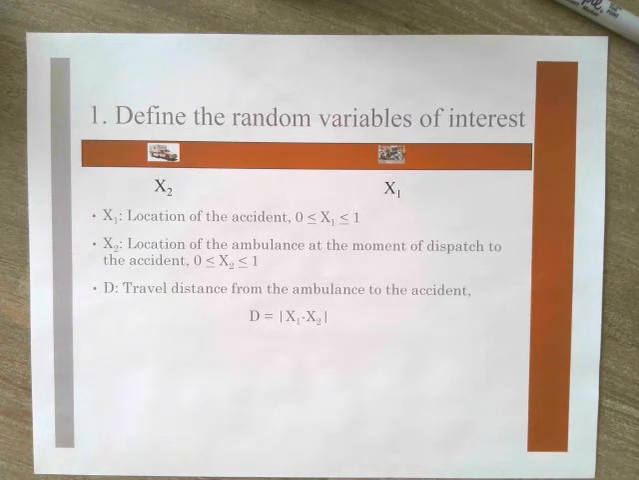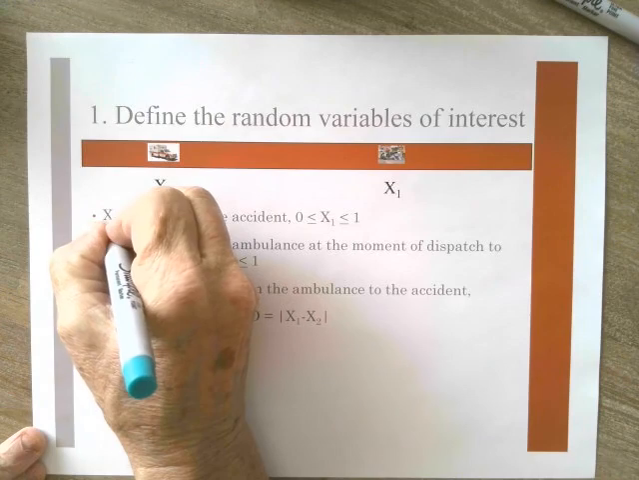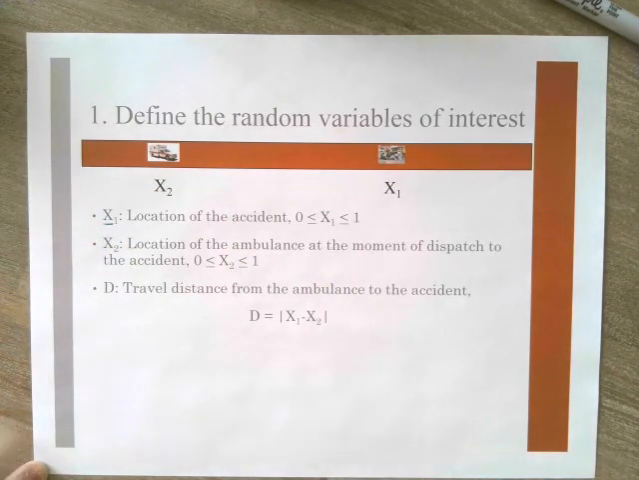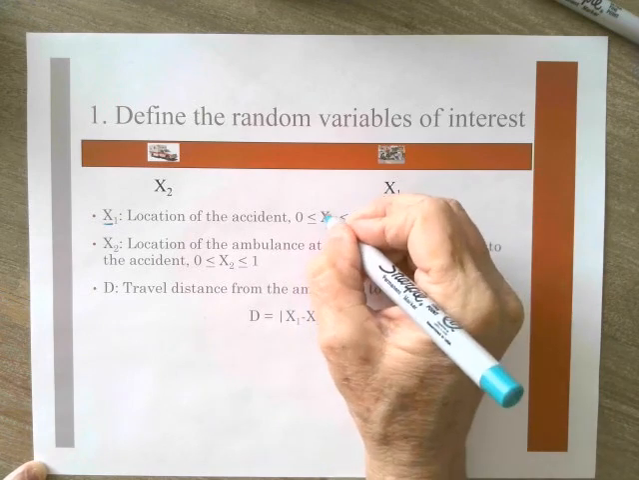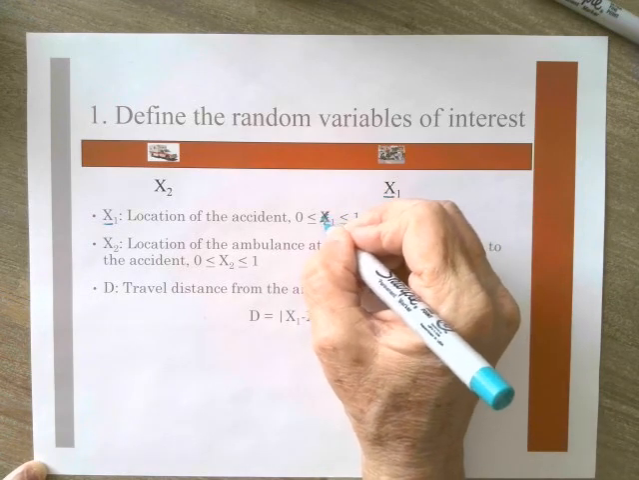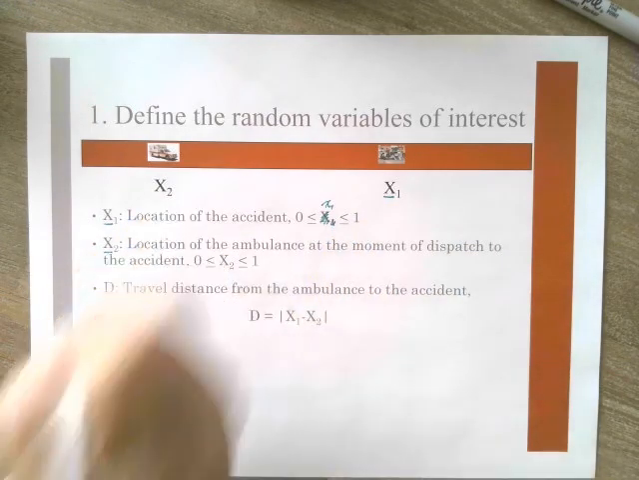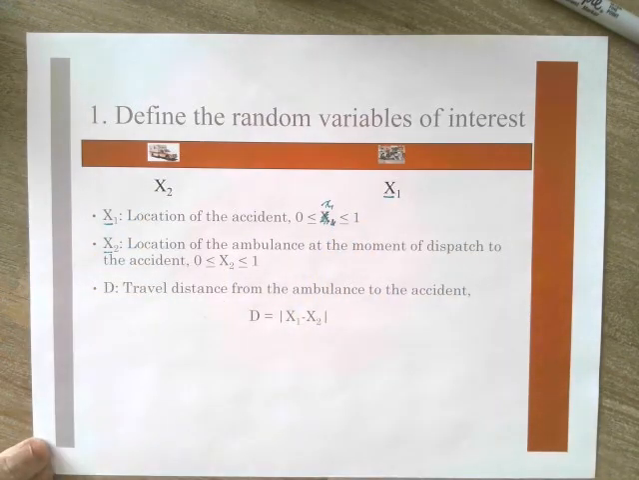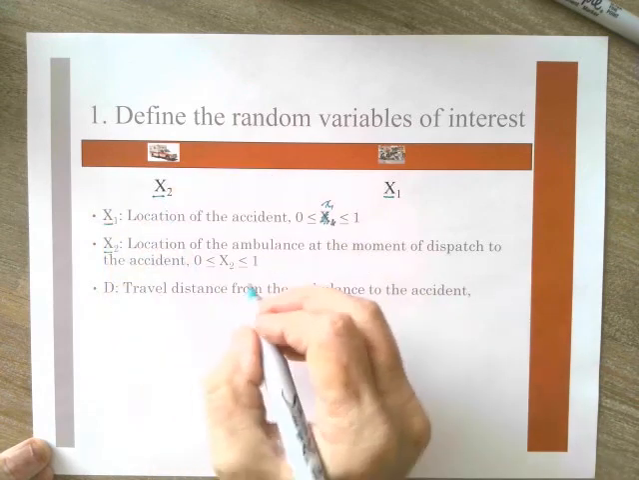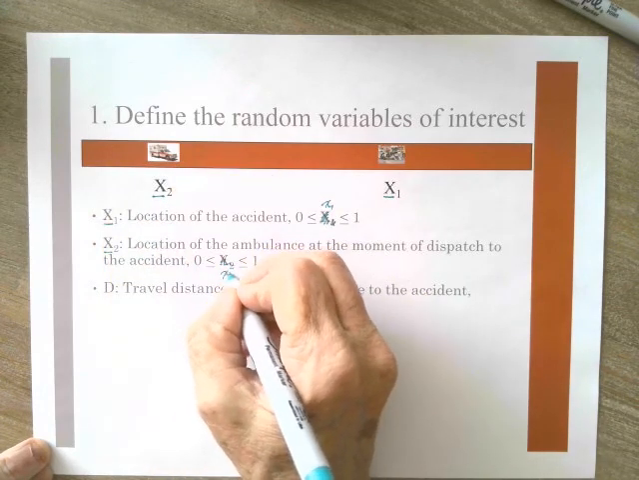Okay, so it says define the random variables of interest, and I am going to define x1 to be the location of the accident right here, and x2, oh, you know what? I noticed this here. That should be a little lowercase x1 there. And x2 is going to be the location of the ambulance at the moment of the accident. So again, this should be a lowercase x2.